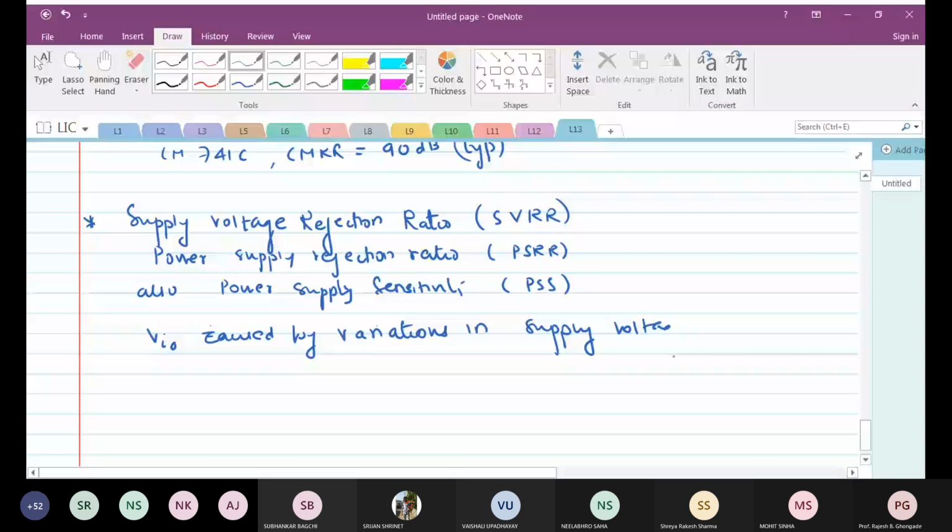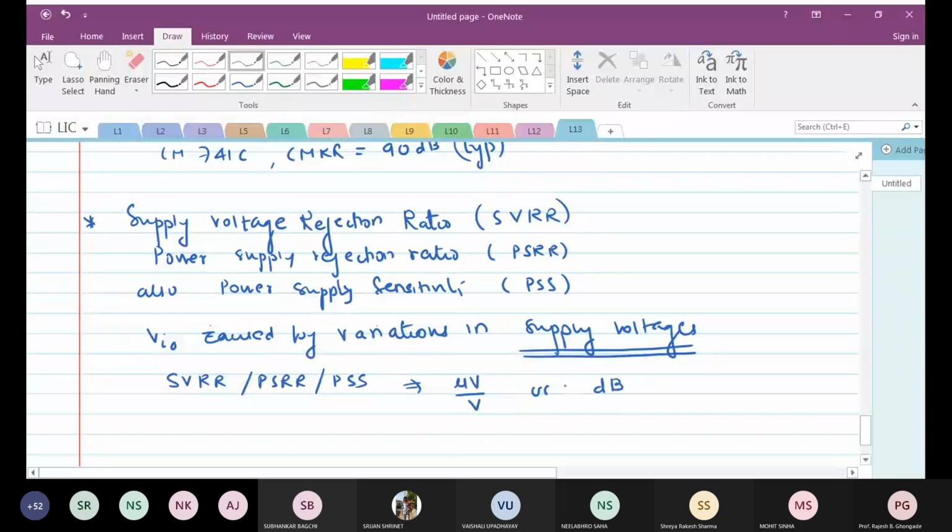Now, this is actually a very dangerous thing, because if your input offset voltage itself is changing, the output will change by A times. You know that A is very large, so this is very dangerous. And this change is expressed in terms of what is called SVRR or PSRR, and is in microvolts. So what are the units? Microvolts per volt, or also expressed in dBs.